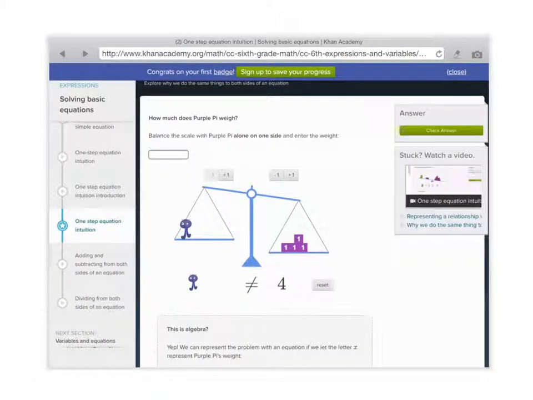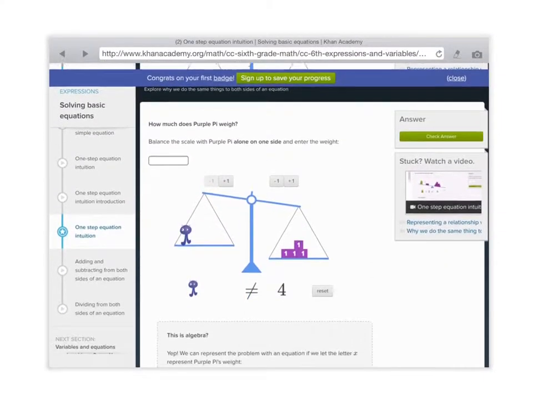When we take away that 1 block, we are no longer balanced. So we must go to the right side of the balance and also take away 1 block. Once we have done that, purple pie is now balanced with the 3 blocks on the right-hand side. So the value of purple pie is 3.